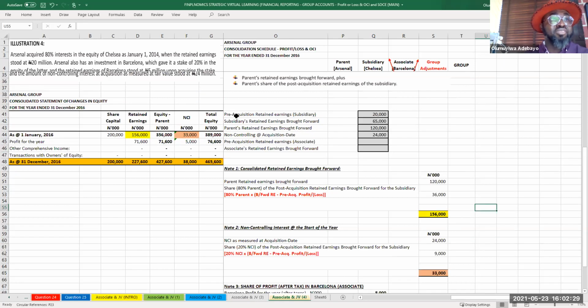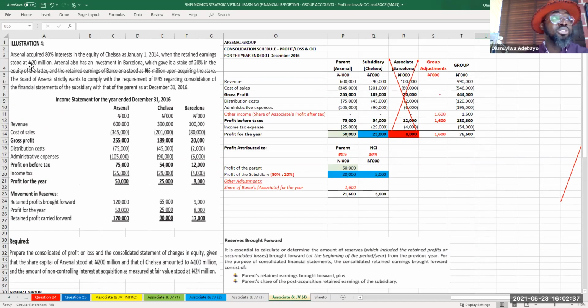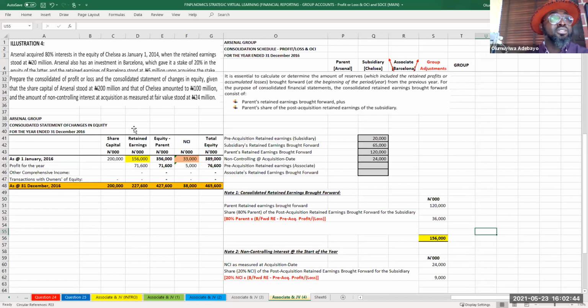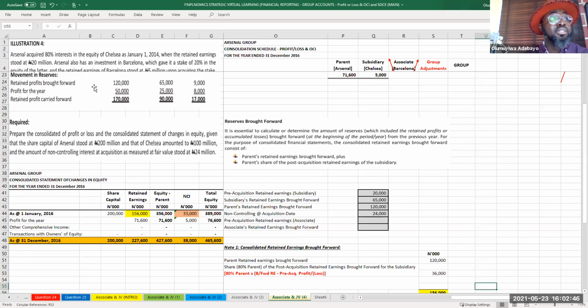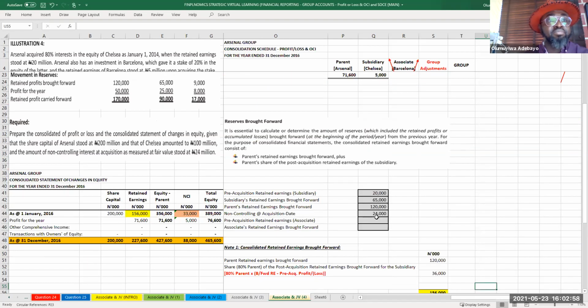Now, what is new here? This is what we have before. Subsidiary's retained earnings brought forward was 20 because for that subsidiary, we're told that when it was acquired, the retained earnings was 20. Likewise, the subsidiary's retained earnings brought forward is 65. Parent retained earnings brought forward was 120. Non-controlling interest at acquisition was measured at fair value of 24. These are the information here.